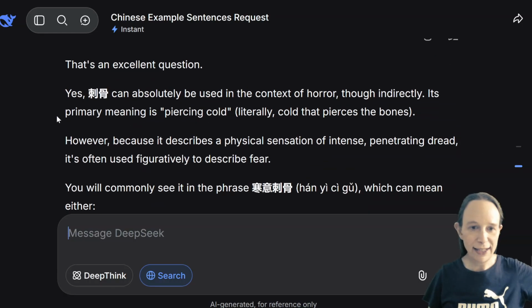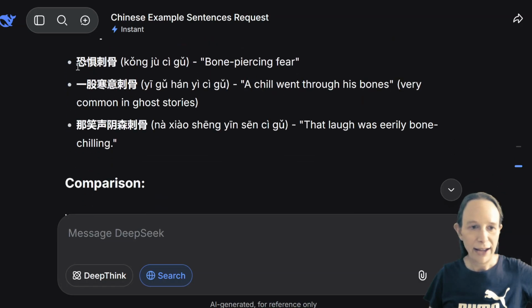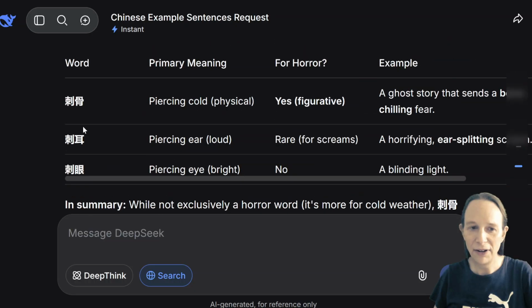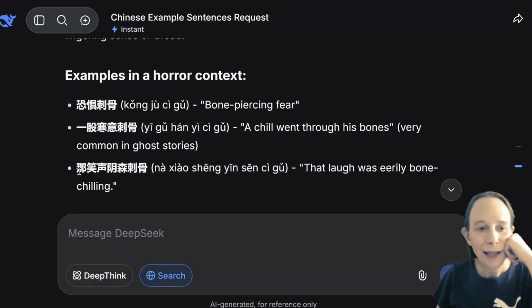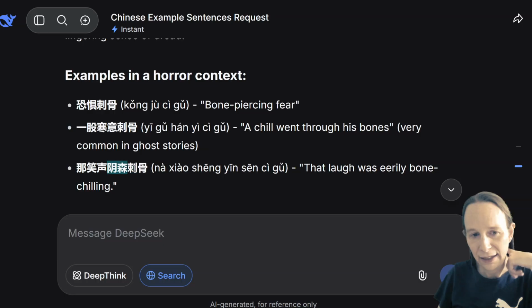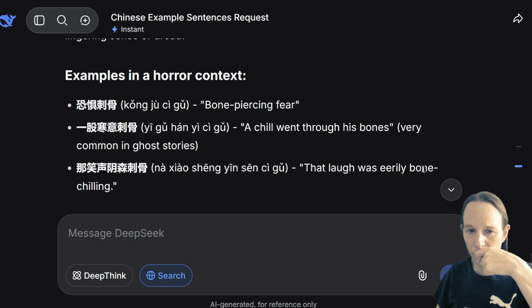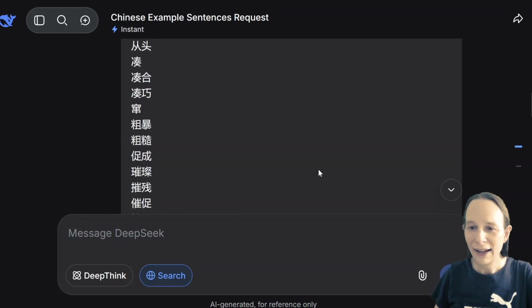Yes, though indirectly. So 恐惧刺骨, bone piercing fear. 寒意刺骨. It's not the best for horror then, is it? 那笑声阴森刺骨. Well, I don't know. It seems alright to use for horror. What's the problem actually? I'll say it's alright.